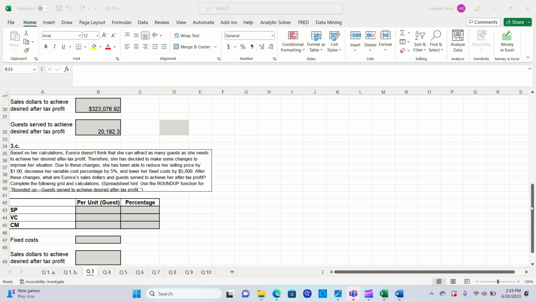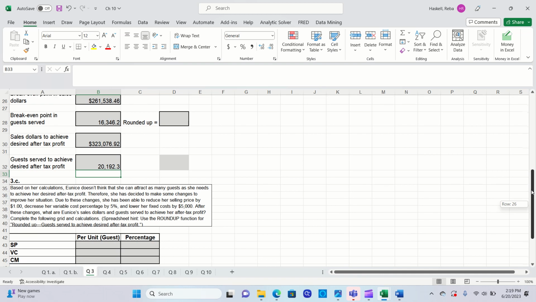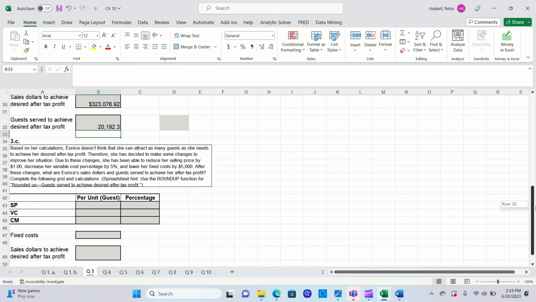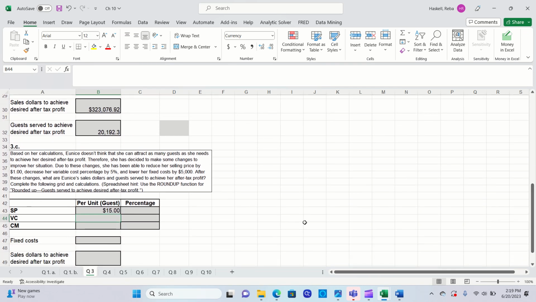Okay, so she's taken a look at that. She said, I don't think I can serve that many guests. All right, so she's dropped her selling price here by $1, so that's down to $15. Her variable cost percentage decreased by 5%, so it was 35%. Now we're going to be at 30%, which means that her contribution margin percentage is going to be 70%.